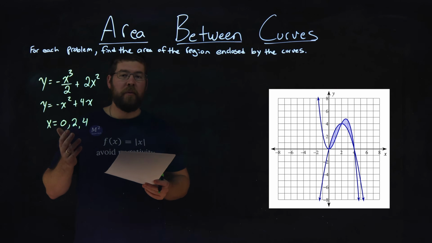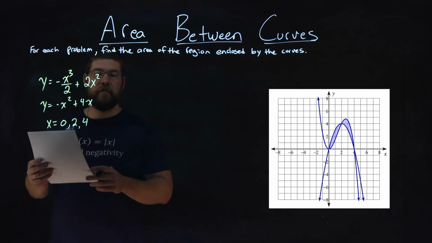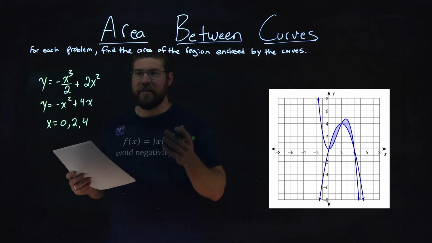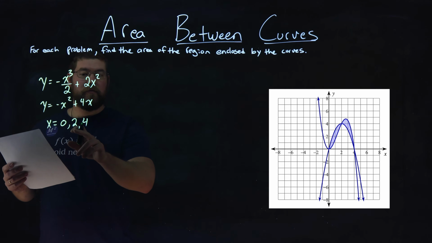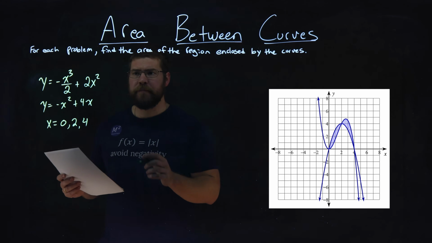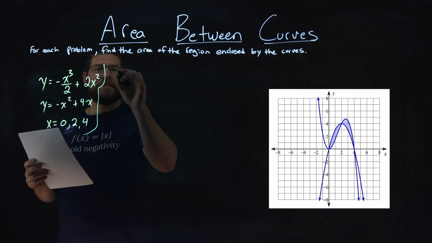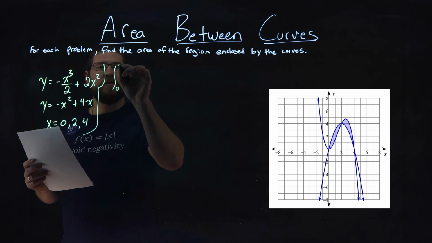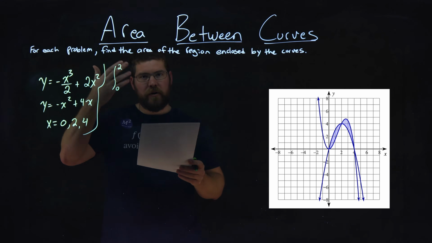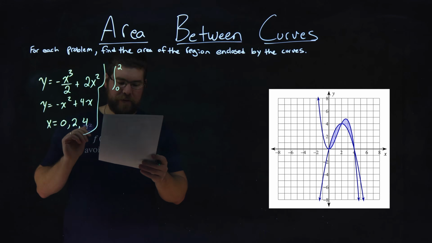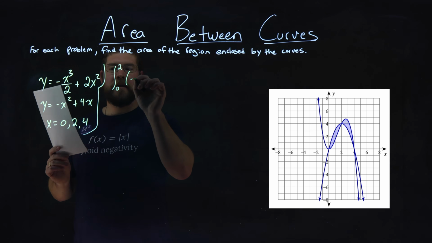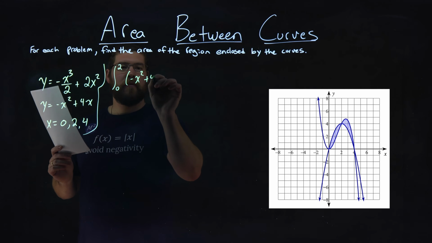So from here, we're going to set up an integral with these values. We're going to integrate between the two functions, basically. We actually have two integrals, from 0 to 2, and then 2 to 4, because they switch on which one's on top. So we need to set this up. The integral from 0 to 2. Between that interval, the higher equation on the graph is -x squared plus 4x. So we have -x squared plus 4x.